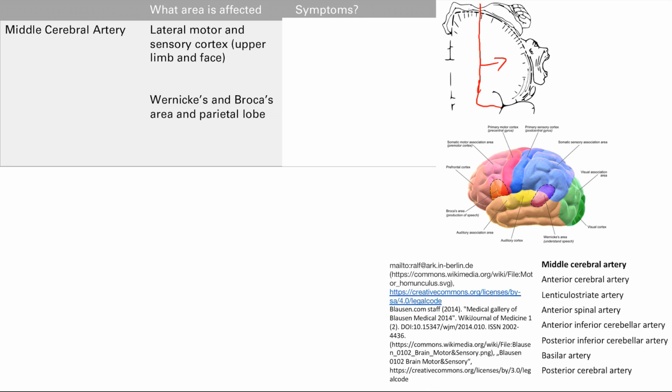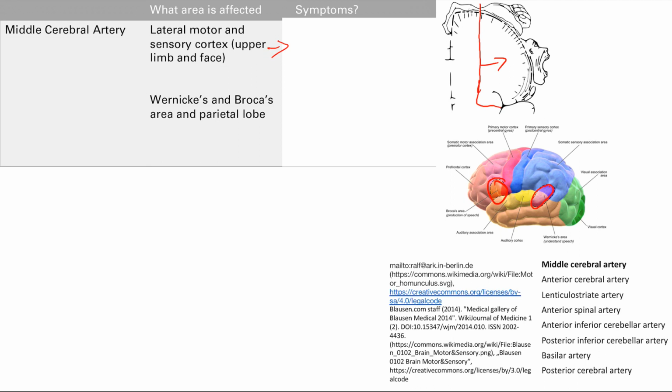The other important thing is that Wernicke's area and Broca's area are in the lateral parts of the brain, as well as the parietal lobe. If you know these areas, we already know what symptoms these patients are going to present with. This one is going to present with contralateral paralysis and sensory loss of the face and upper limb. You know this is contralateral because you already know our spinal cord tracts, and you know that they cross. They cross at different levels, but they both cross.